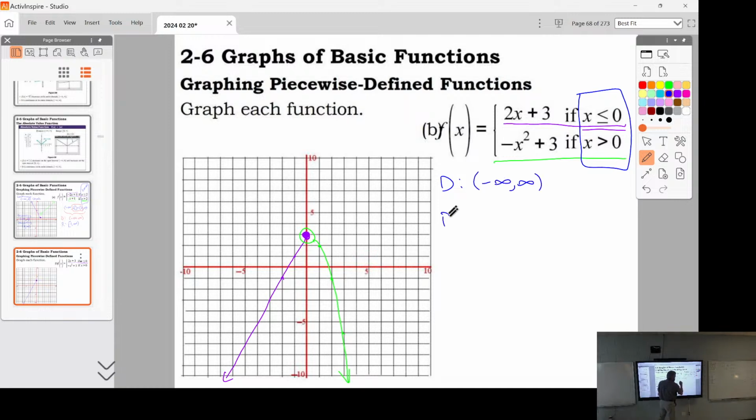How about the range? Low to high, always low to high. Where does it start? Negative infinity. Because we're coming up, right? Range starts at negative infinity and goes up to 3. Can it be 3? So, bracket.